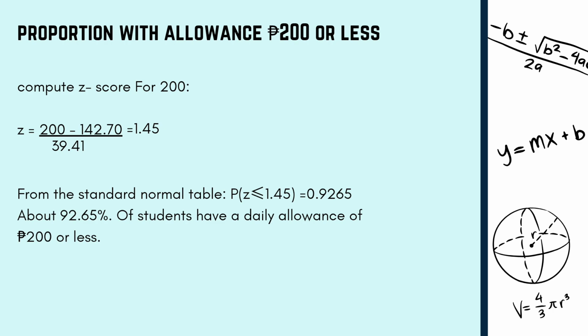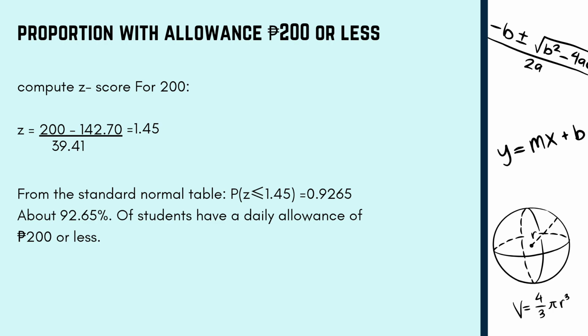We use this rule: z equals x minus the average, divided by how spread out the numbers are. So x equals 200, this is the allowance amount we are checking, and the average is 142.70. This is the average daily allowance of all students. How spread out the numbers are: 39.41. This is how much the allowances differ among the students.